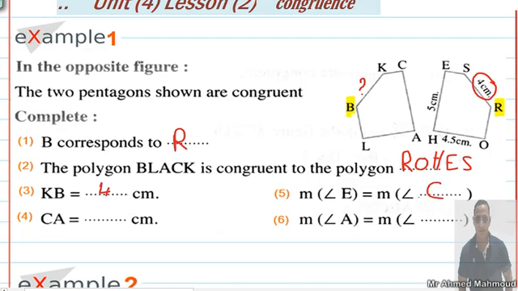We can solve this one another way. C here corresponds to E here. We can use this without using the figure, so we can solve it in two different ways. CA equals how many centimeters? CA here is exactly like EH, which equals 5 centimeters. Measure of angle A equals measure of angle what? A here corresponds to H. Okay, let's solve the next one.